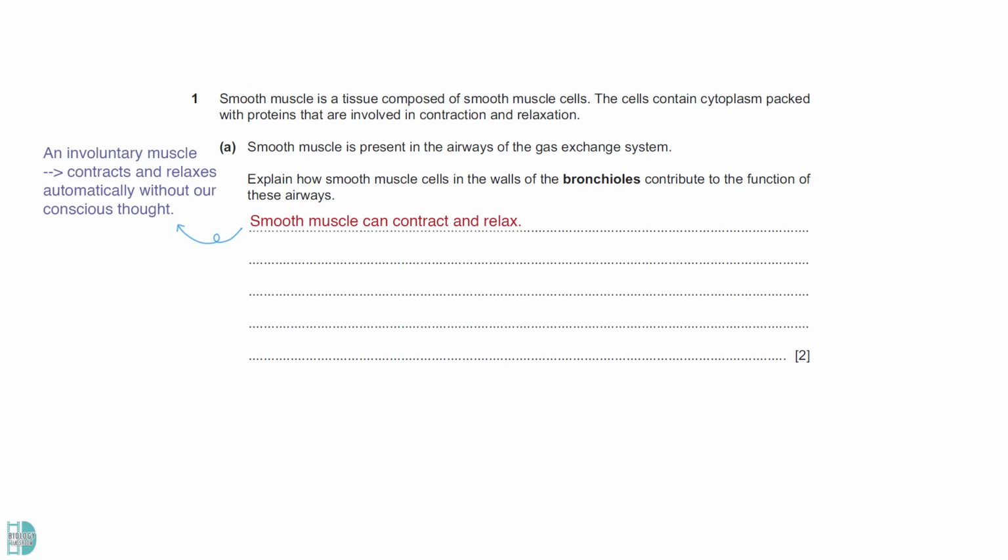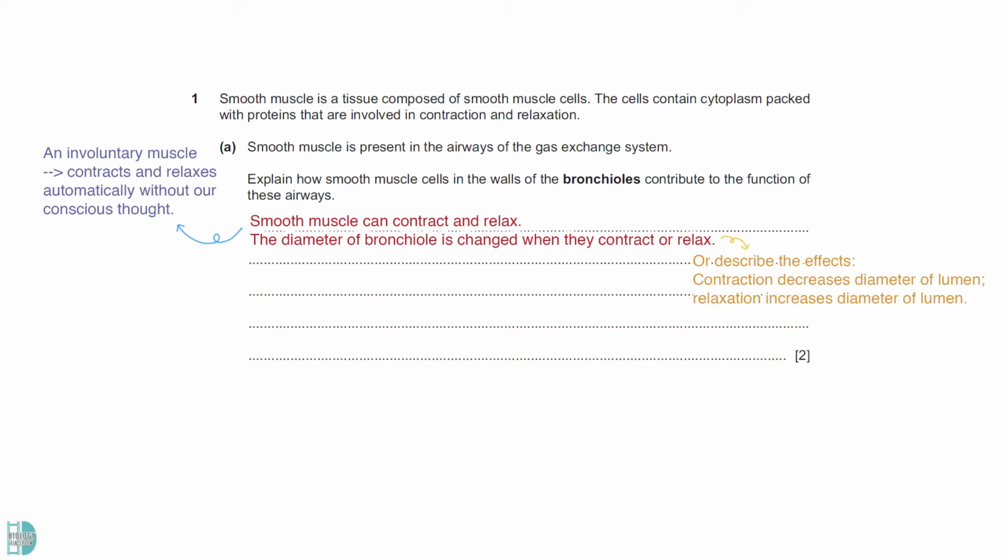Smooth muscle is an involuntary muscle. It contracts and relaxes automatically without our conscious thought. It can change the diameter of bronchioles. Its contraction decreases the diameter of the lumen, while its relaxation increases the diameter of the lumen. This regulates the airflow. A reduction of the lumen diameter restricts the airflow.